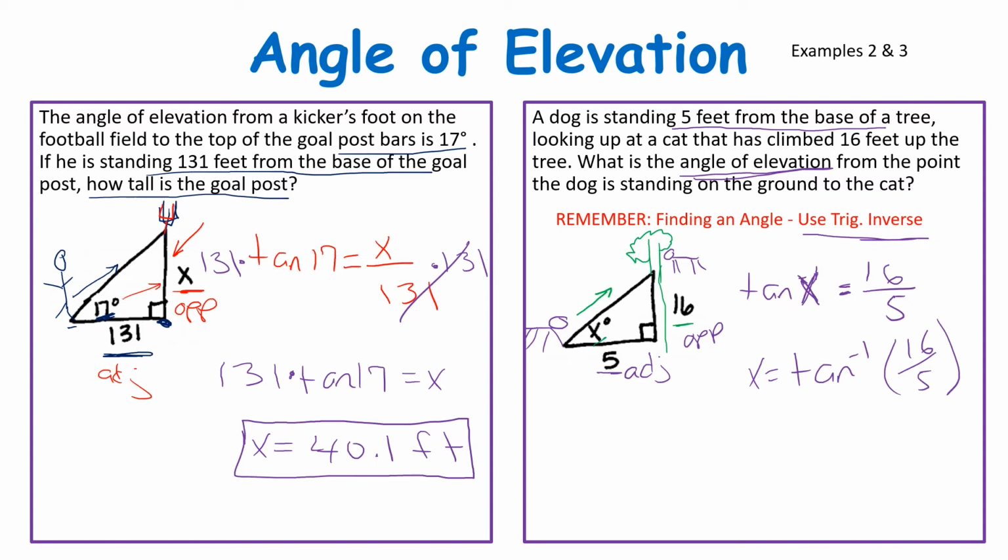All right. So when you put it in your calculator, it would be second or shift. Some calculators have shift, tangent, and you should see tan -1. And in mine, I have to put parentheses around my fraction. 16 divided by 5 and hit enter. But you should get x is equal to 72.6 degrees. So the angle of elevation is 72.6.